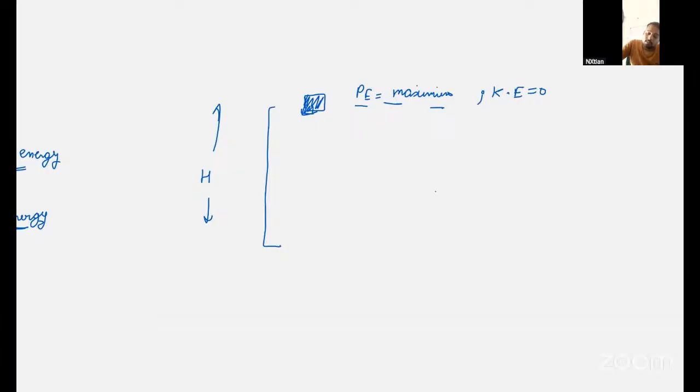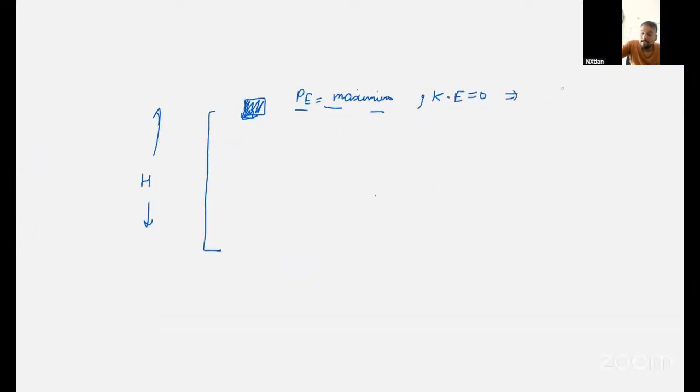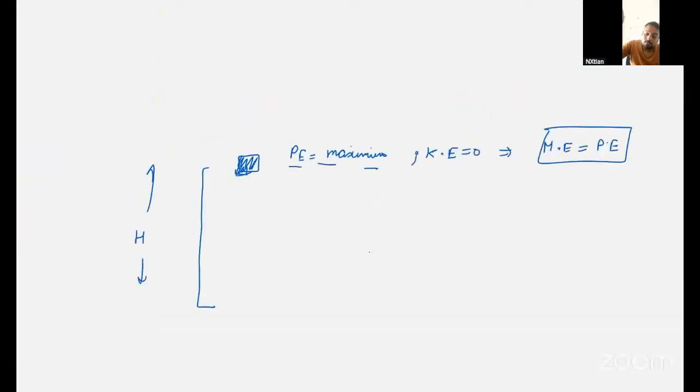Now, if I calculate the mechanical energy, it is equal to the potential energy. Why is it so? Because mechanical energy is equal to potential energy plus kinetic energy. In this case, the kinetic energy is zero. That is why the mechanical energy is equal to the potential energy. The first case, this is part A.